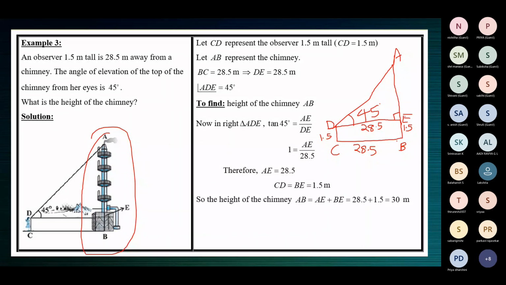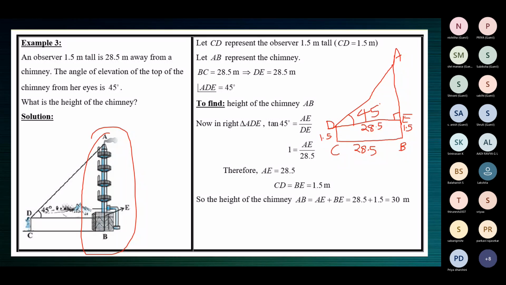You're supposed to read like, so let CD represent the observer 1.5 meters tall. Look at the figure and understand. CD is the observer 1.5 meters tall. Let AB represent the chimney. So then look at the figure. AB represents the chimney.